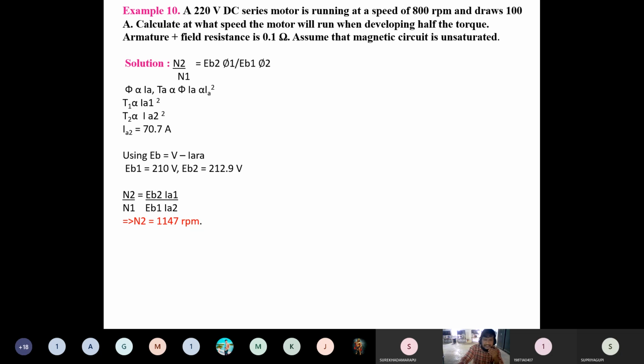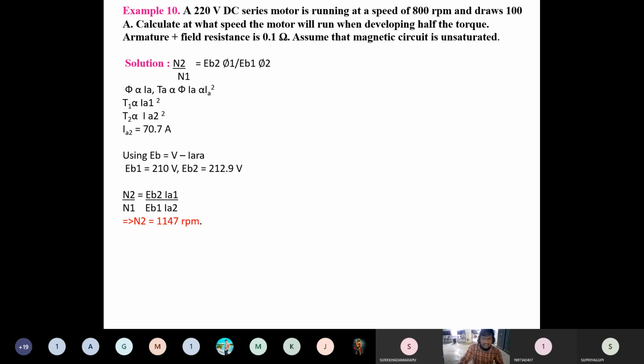So a 220 volt DC series motor is running at a speed of 800 RPM and draws 100 amperes. Calculate at what speed the motor will run when developing half of the torque. Armature plus field resistance is 0.1 ohm. Assume the magnetic circuit is unsaturated. So this is the last problem. After this problem our class is ended today, right? Some of the problems also remaining that we may discuss in the next class, right?